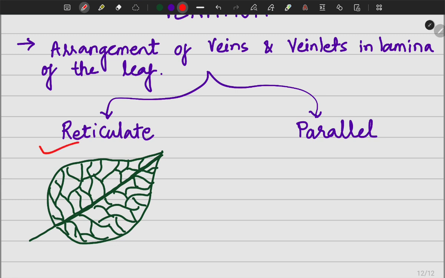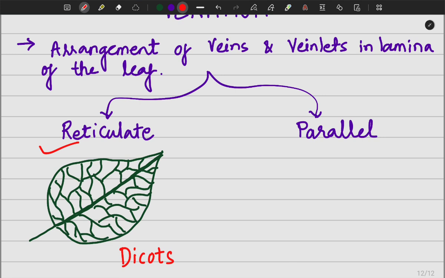Reticulate venation is primarily seen in dicots. So if you have ever observed a leaf of a mango tree, then you must have seen that this kind of network or mesh-like structure or reticulate venation is found in the leaf. If you have not, then you can try it now.